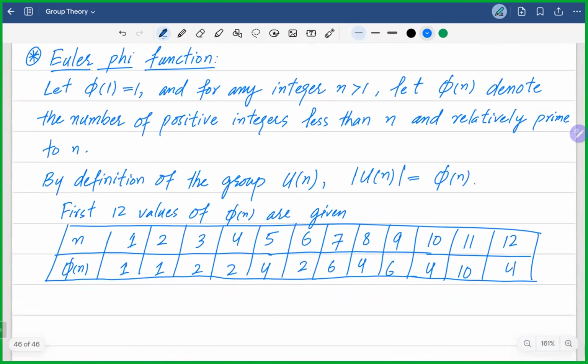Okay, then we defined the Euler phi function. The Euler phi function counts the number of positive integers less than n and relatively prime to n, and it gives you the order of the group U(n).